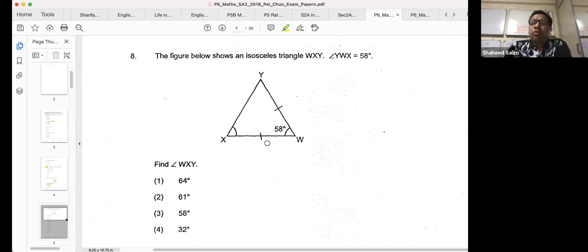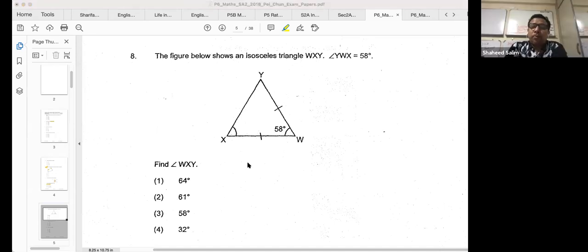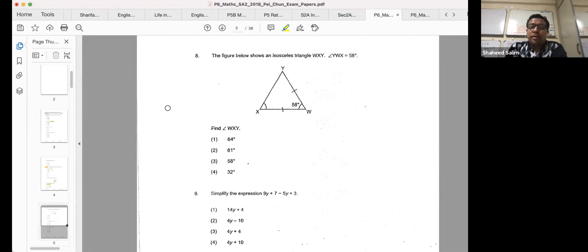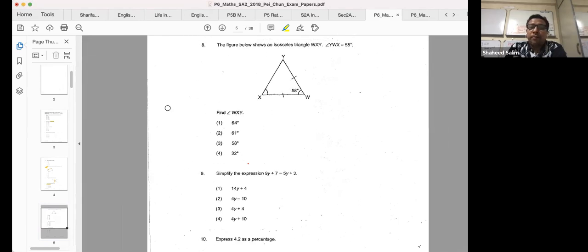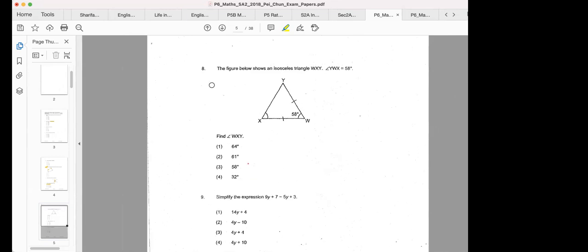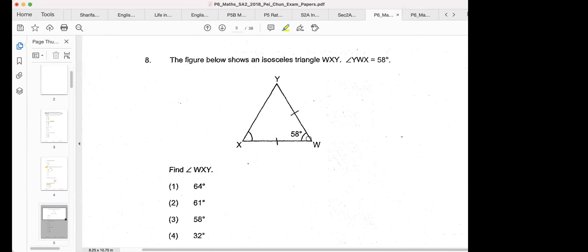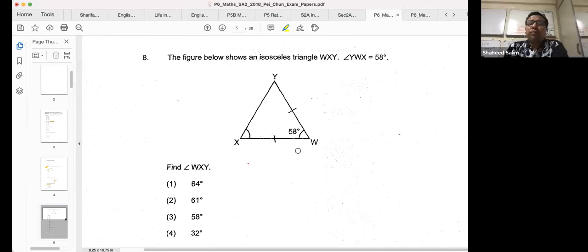What are you going to do? Which two angles are the same? These two, you agree these two are the same? Okay, no problem. But I need to show the rest, the other one. So Izzat, is it 64? Okay, how did you get 64? I did 180 minus 58 minus 58. But don't be tricked.